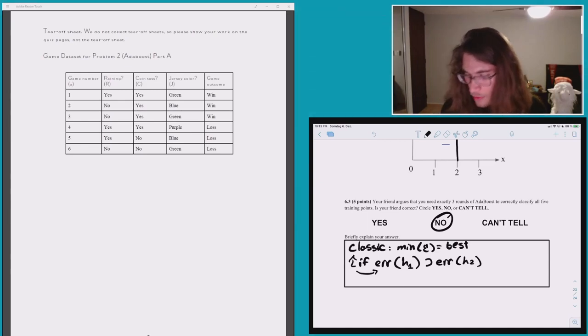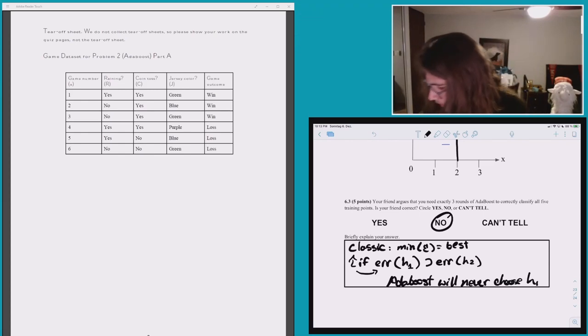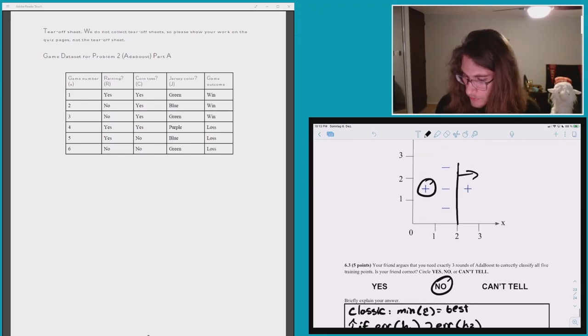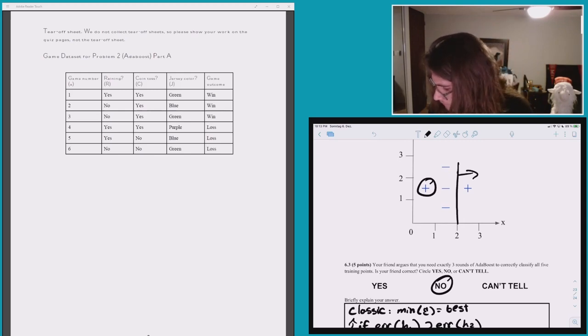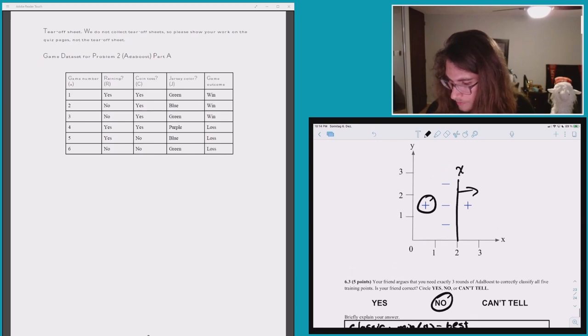and we're choosing minimum error rate as best, then Adaboost will never choose H1. And that is exactly what's happening here, because we have x is greater than or equal to 2 here, and x is greater than or equal to 0.